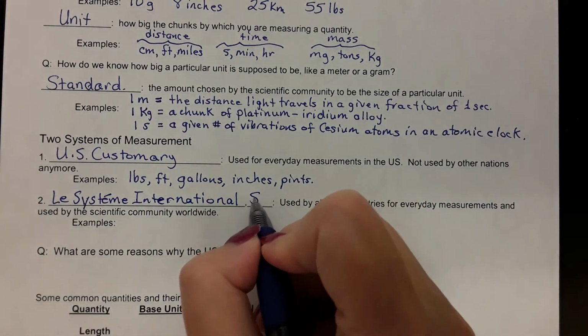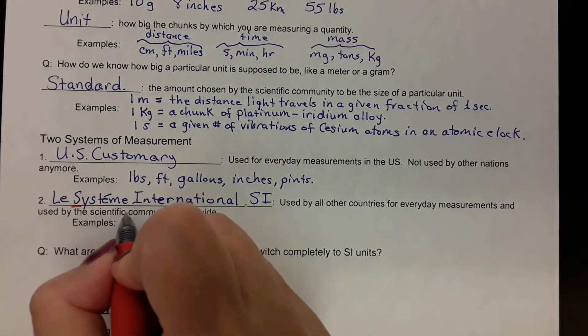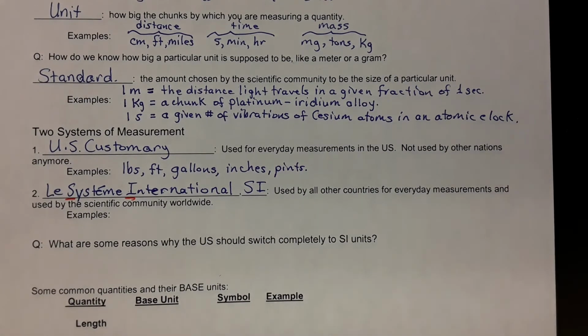We call it SI for short because here's an S here, here's an I here. So SI for short. So when you hear me say SI, we're talking about this system. This is used by all other countries for everyday measurements. Now, we're about the only country that doesn't use SI exclusively. There may be a few smaller countries scattered around here and there, but very few, if any.